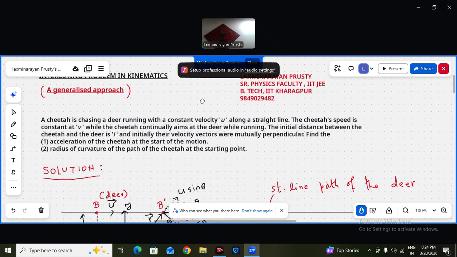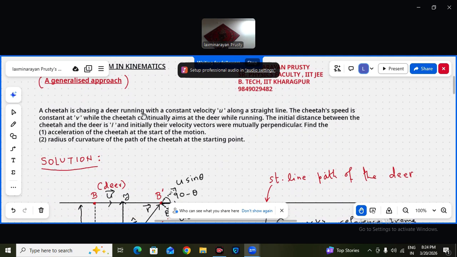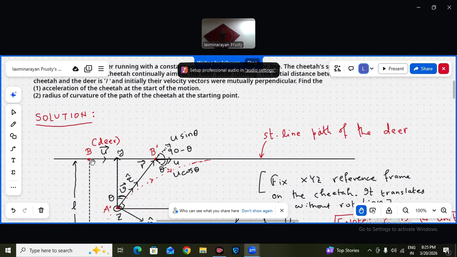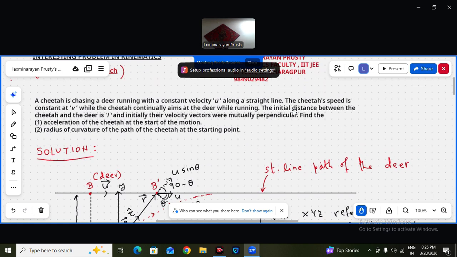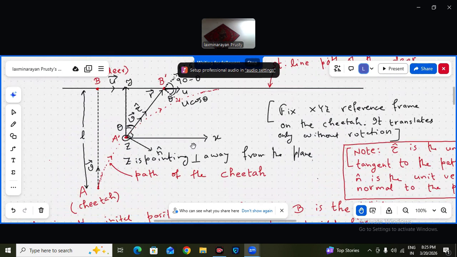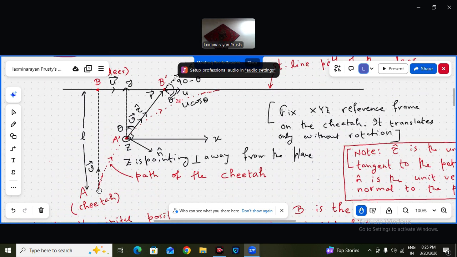Okay. Let's see what the question is. A cheetah is chasing a deer running with a constant velocity. The deer is running with a constant velocity along a straight line. This is the line of path of the deer, a straight line path. The deer is moving with a constant velocity u. The cheetah's speed is constant at V, and it starts from here.